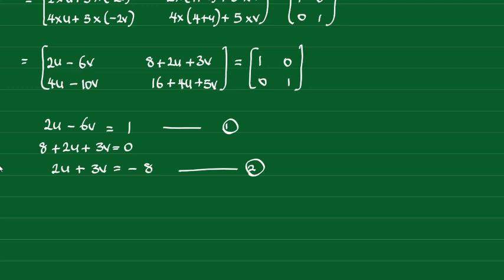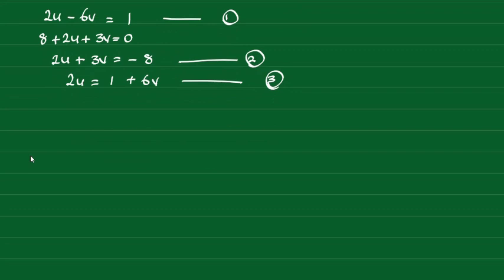Now, from equation 1, we derive equation 3 by moving minus 6v to the other side of the equation. Hence, we end up making 2u our subject of formula. We have 2u equal to 1 plus 6v, and we term this as our equation 3. Now we substitute equation 3 into equation 2.